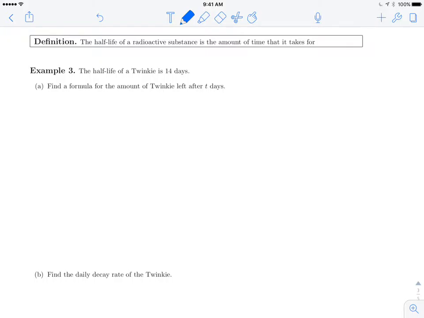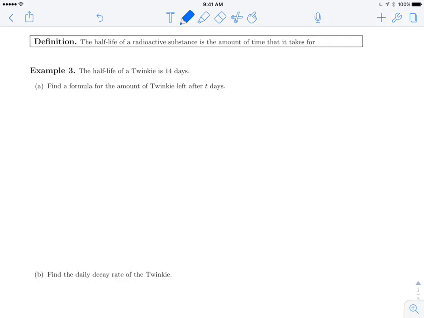All right, so now we got ourselves talking about Twinkies. This one says to find a formula for the amount of a Twinkie left after T days. And the only thing it tells us is that the half-life of a Twinkie is 14 days. Up above, it tells us that the half-life of a radioactive substance just basically means it's the amount of time it takes for... and then it doesn't finish the sentence for you. The finished sentence would be the time that it takes for half of the substance to decay.